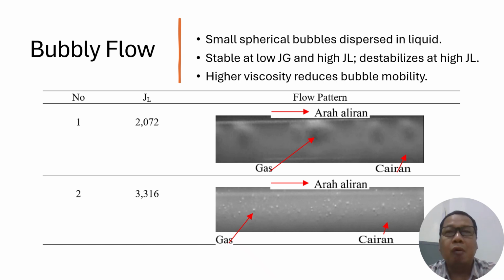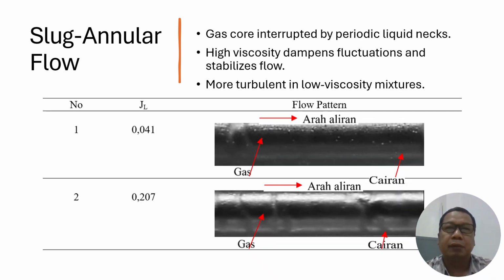It was most stable at low gas velocity and high liquid velocity. However, as JL, the superficial liquid velocity, increased further, the flow became unstable. The high viscosity of the 2:3 mixture also reduced bubble mobility and visibility.